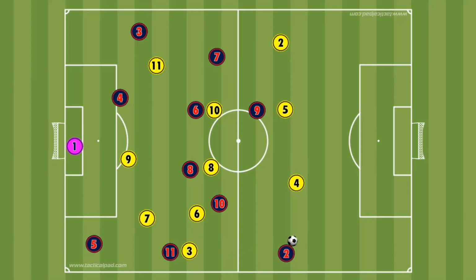So we have not switched the play, we haven't done anything overcomplicated. 2, 3, 4 pass movements of 3 players in the channel. Something that if done well, organised, good quality passes, you'll get success.